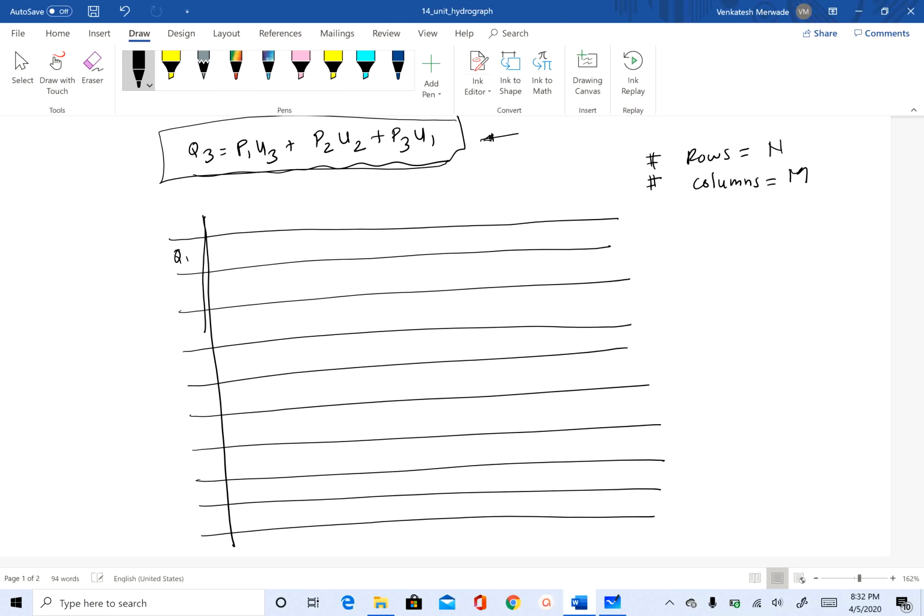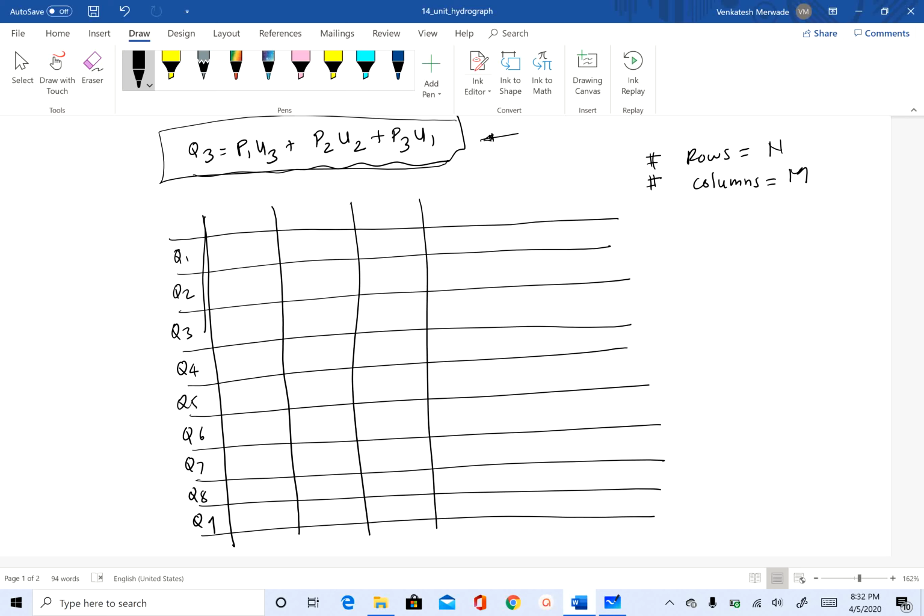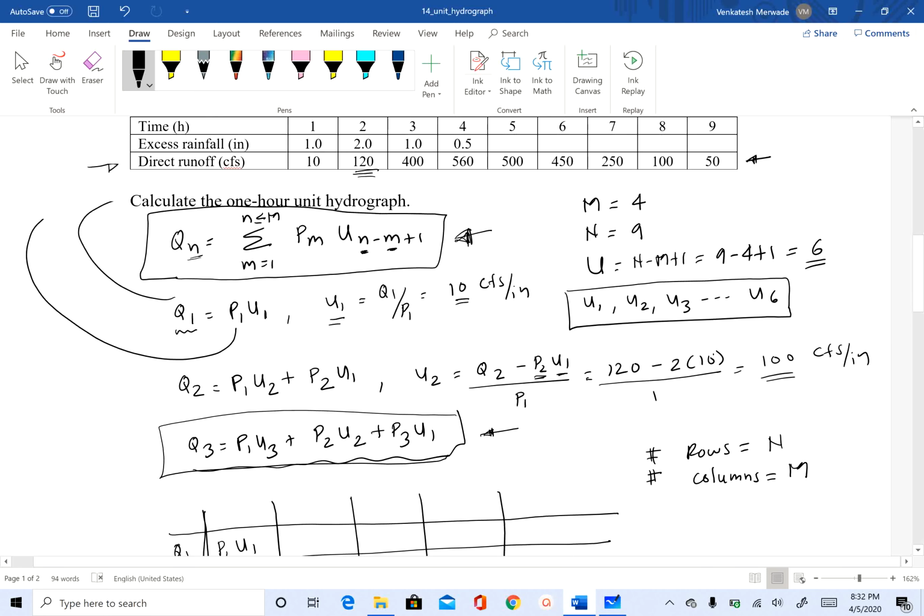So this is just Q1, Q2, Q3, Q4, Q5, Q6, Q7, Q8, Q9. And then I'm going to create 4 columns, because we have 4 excess rainfall pulses. This is our first column, second column, third column, fourth column. We have 6 unit hydrograph ordinates from this expression here.